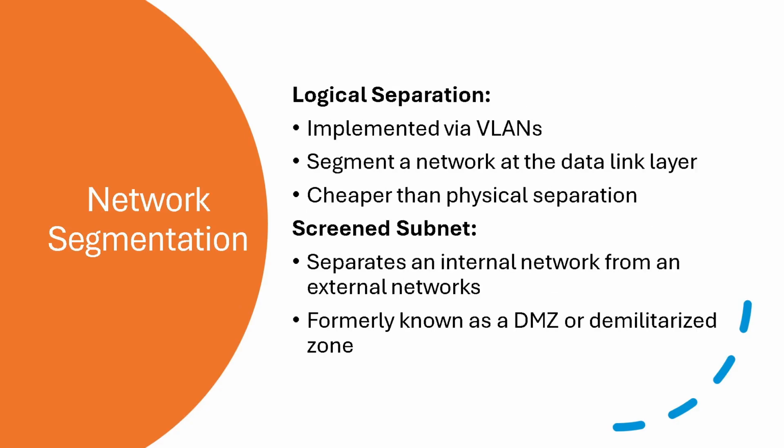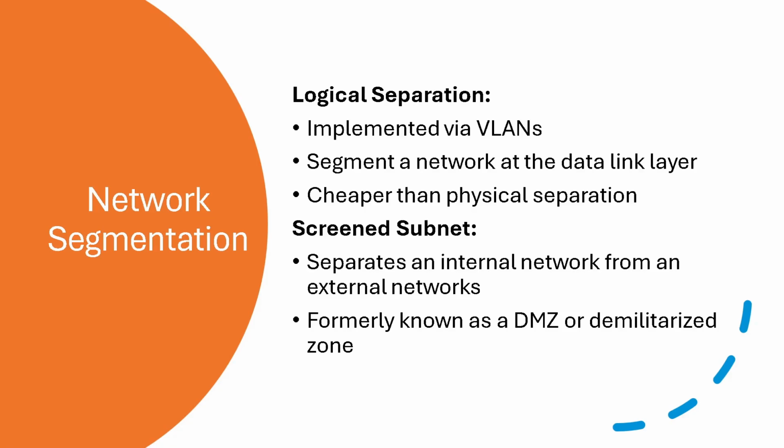Logical separation. Logical separation uses VLANs or virtual local area networks to segment a network at the data link layer without requiring separate physical hardware. Since we don't have to buy more hardware, it is cheaper than a physical separation.